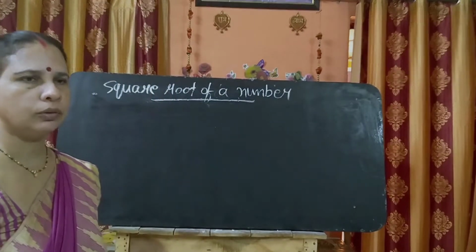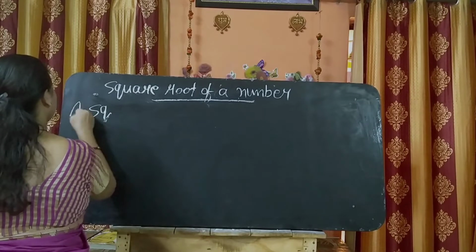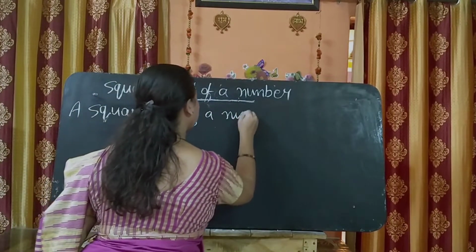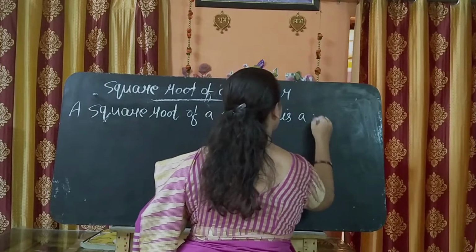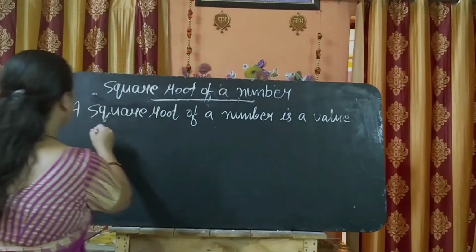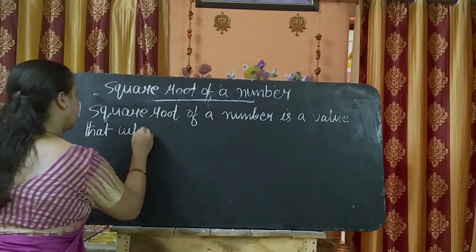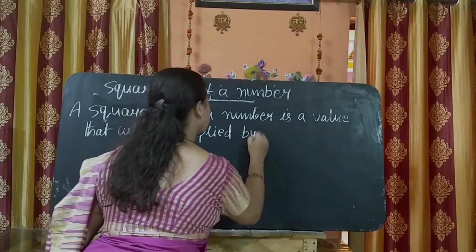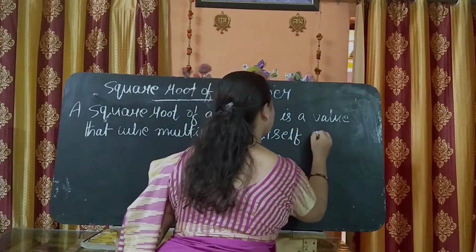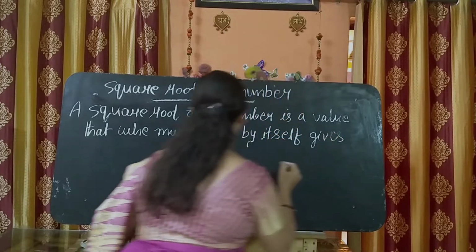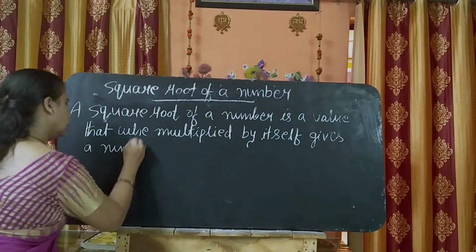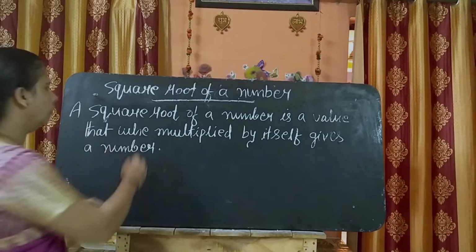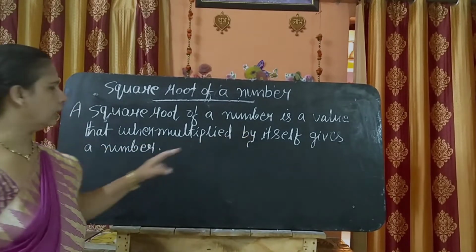Then the definition of a square root of a number. The square root of a number is a value that when multiplied by itself gives the number.